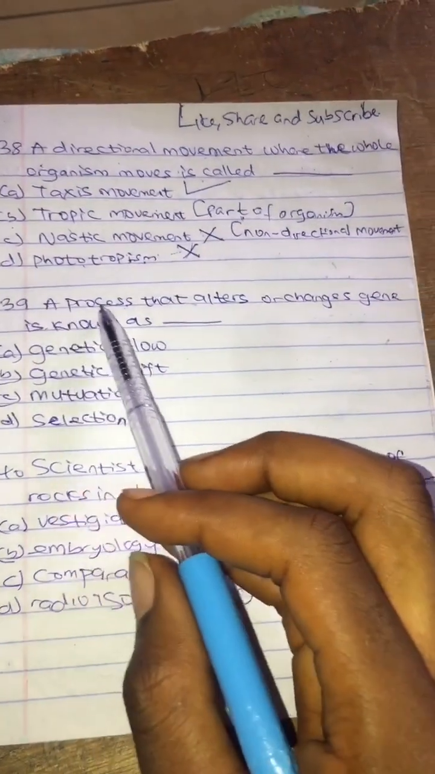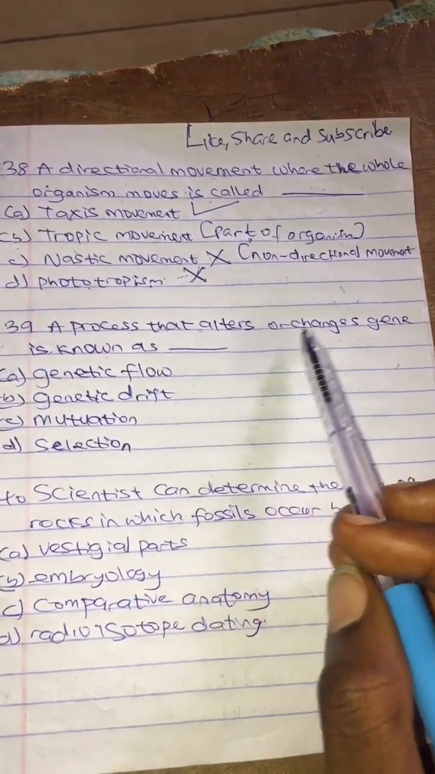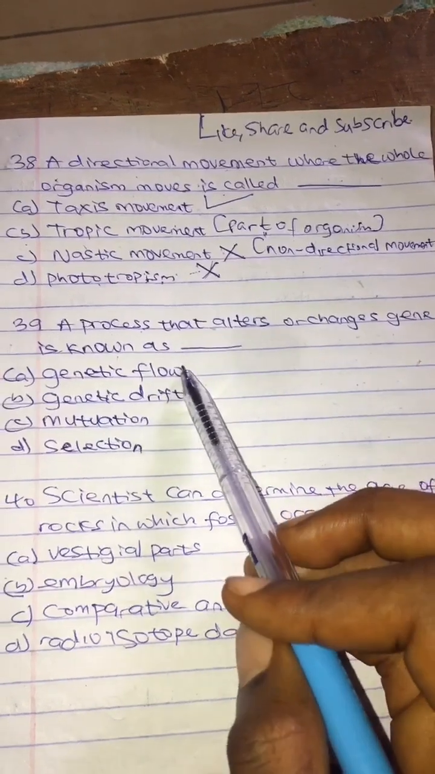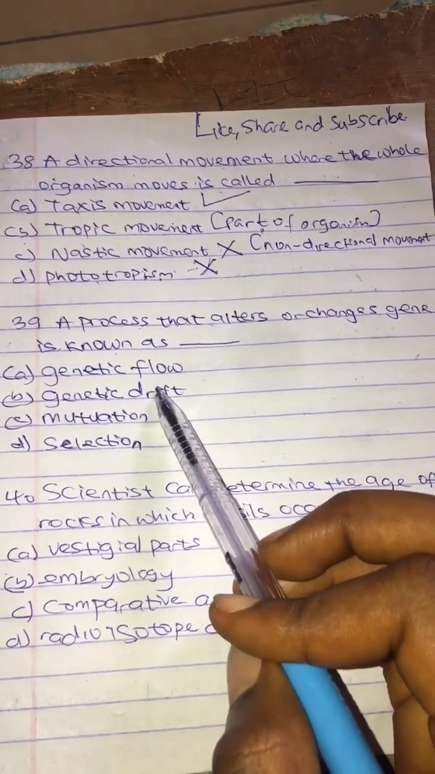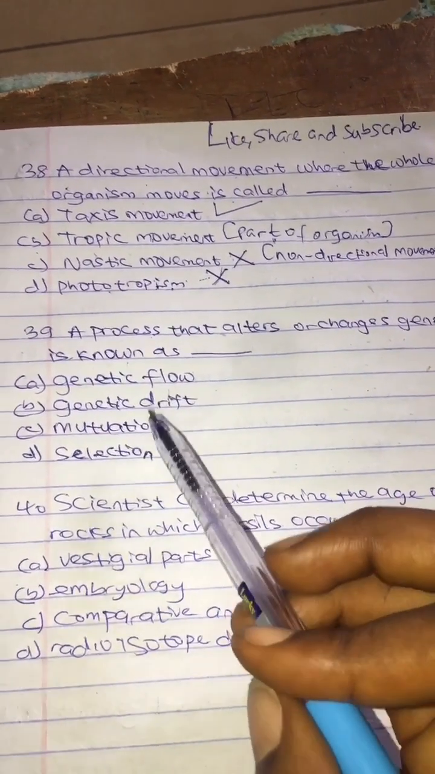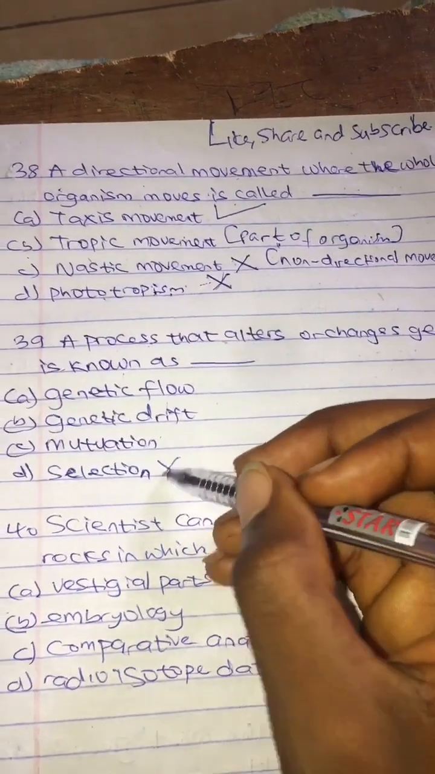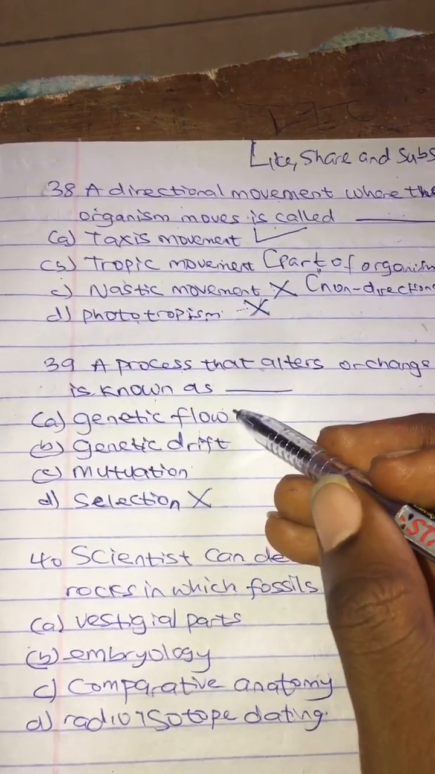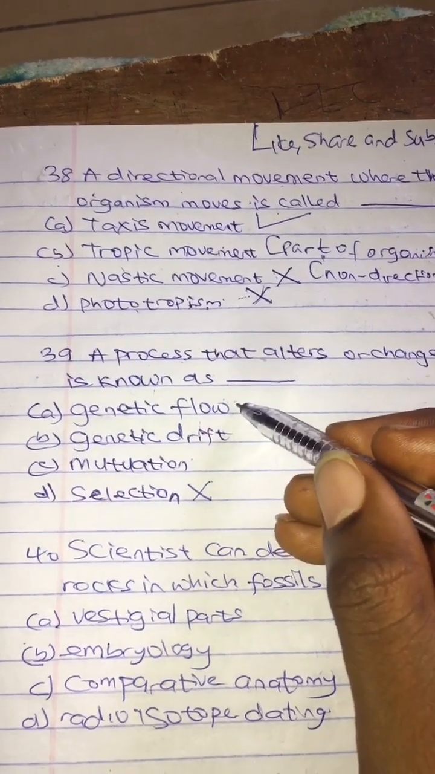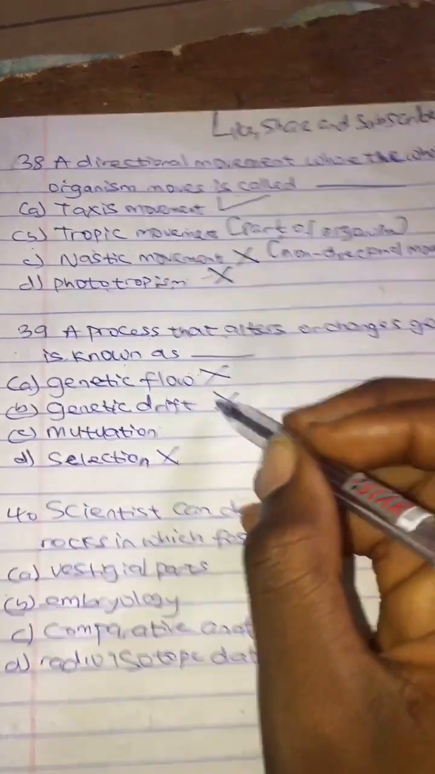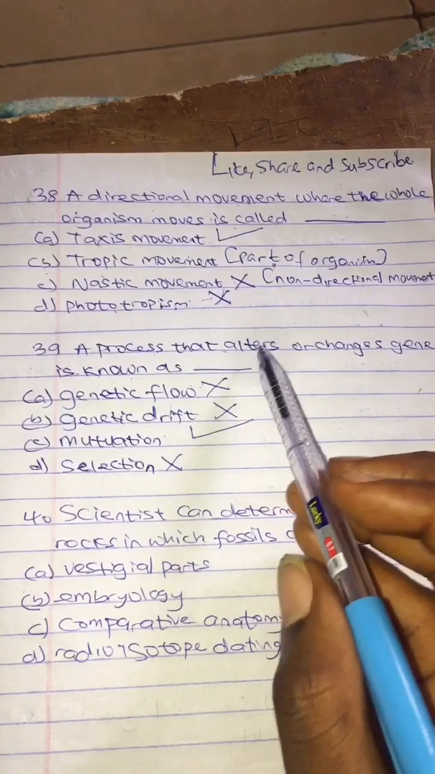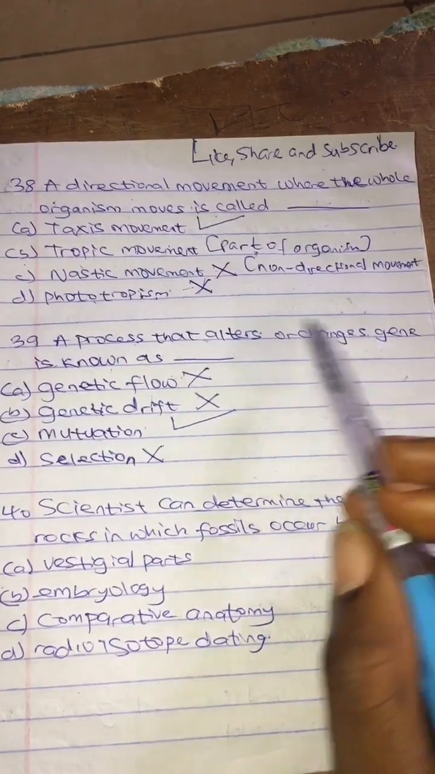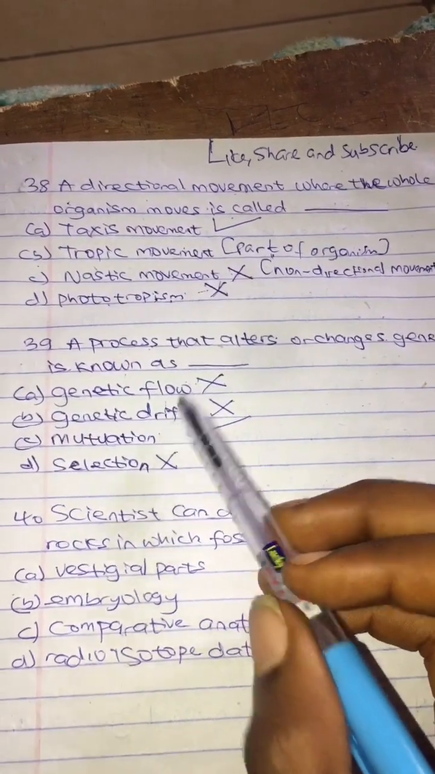Question 39. A process that alters or changes genes is known as dash. A. Genetic flow. B. Genetic drift. C. Mutation. D. Selection. Selection is out. Genetic drift and genetic flow work together under genetics, we all know that. They are also out of it. So the correct answer is mutation. Mutation is the one that alters or changes genes. Genetic flow and drift cannot change genes.